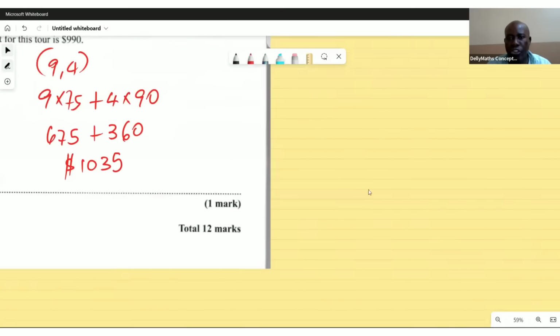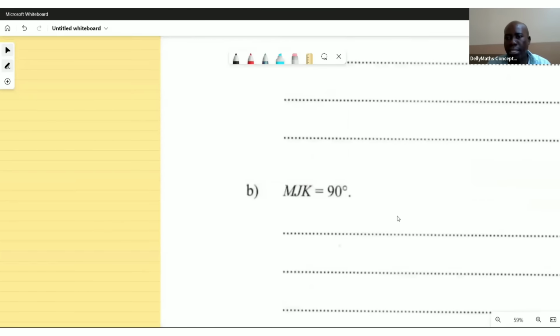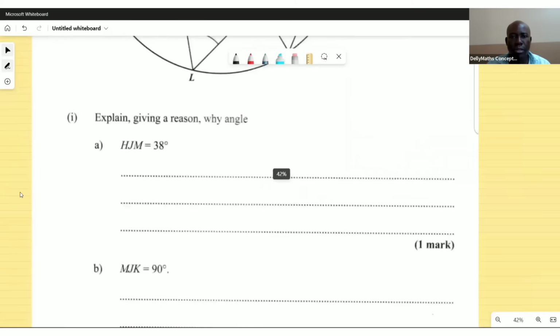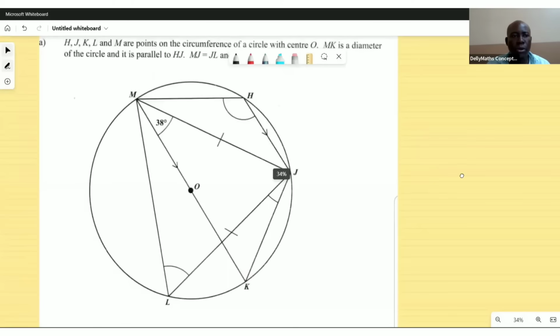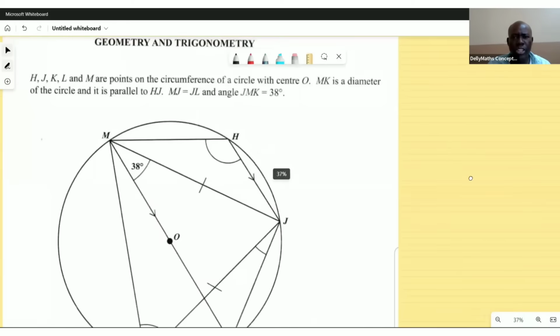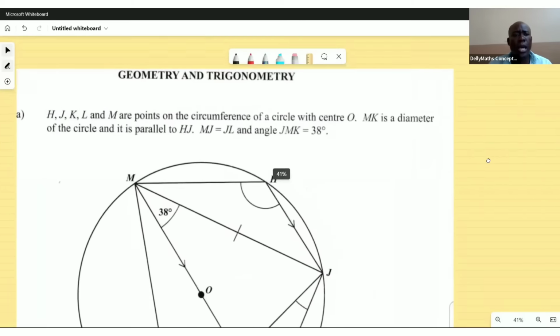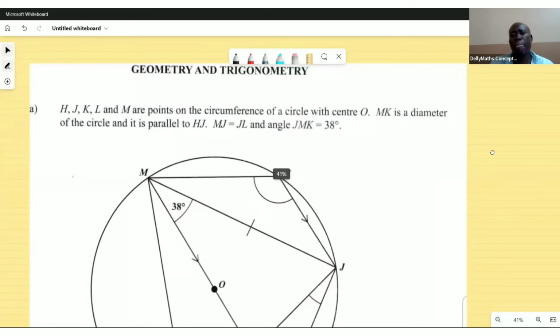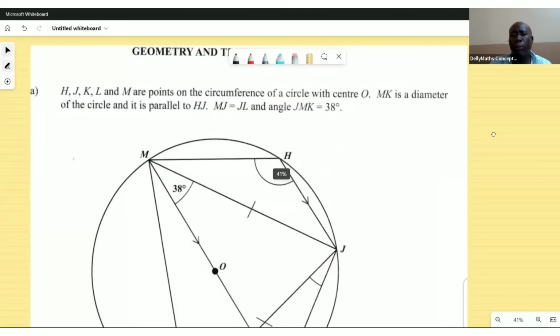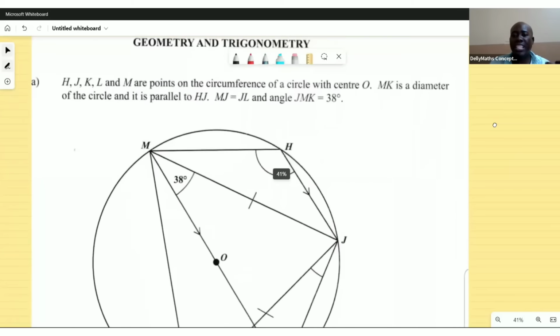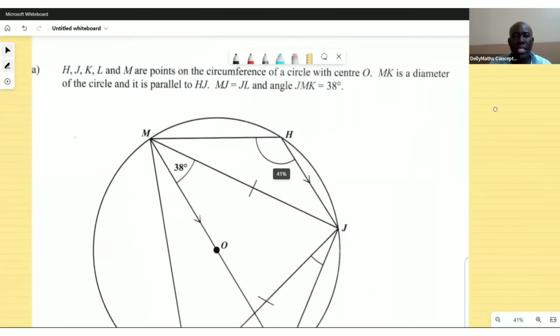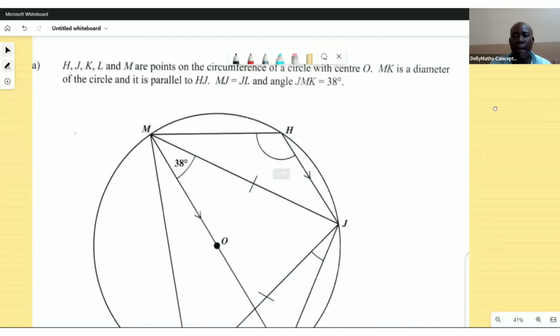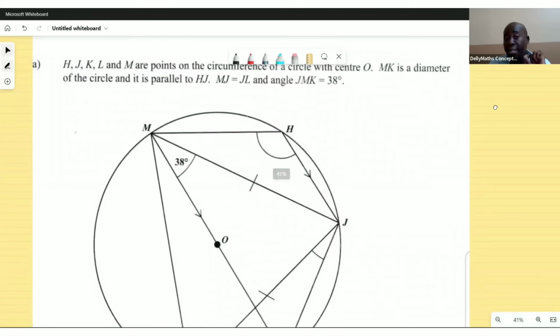There is a circle theorem question now that we want to look at. So our number 9 is a circle theorem question, and it reads: H, J, K, L, and M are points on the circumference of the circle with center O. MK is a diameter of the circle, and it is parallel to HJ. The parallelism is very important to note. MJ is equal to JL, and the angle JMK is 38.